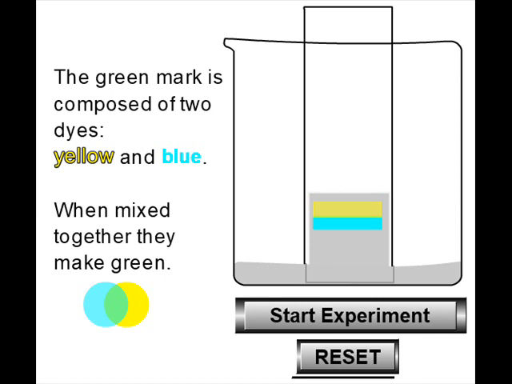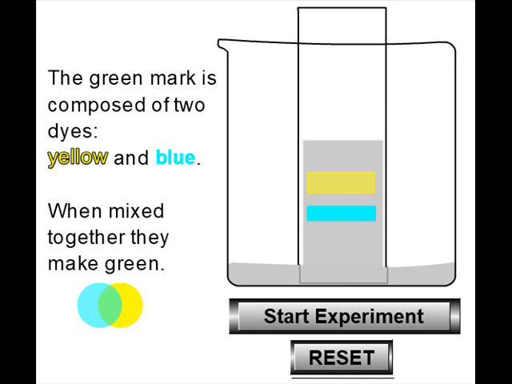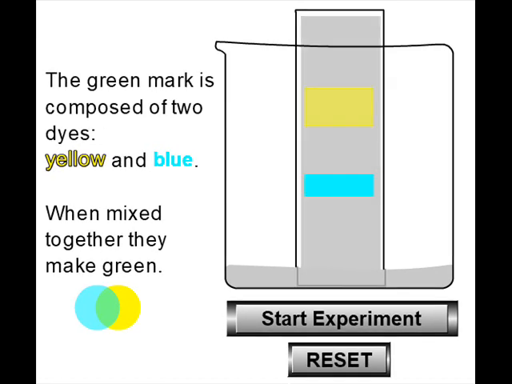However, the two different dyes, yellow and blue, respond differently to the water, and they start separating. So we can see the yellow above the blue, and the longer it takes, the further apart they will be. So at the end of the experiment, the yellow is still higher than the blue.